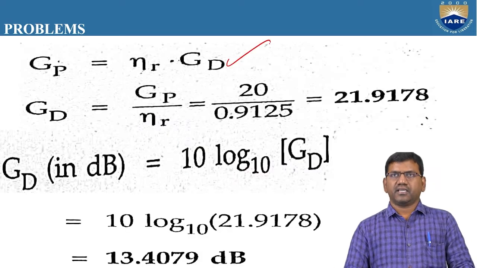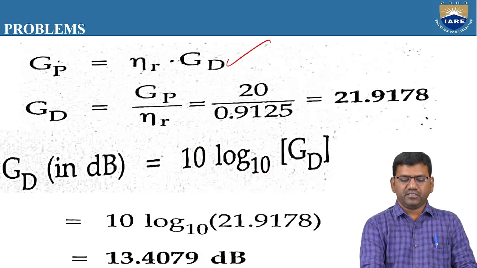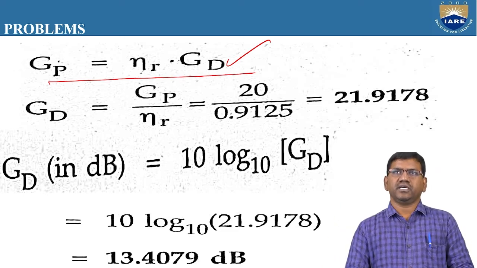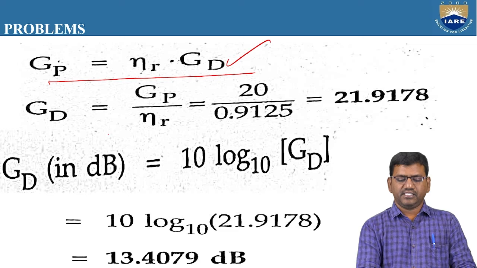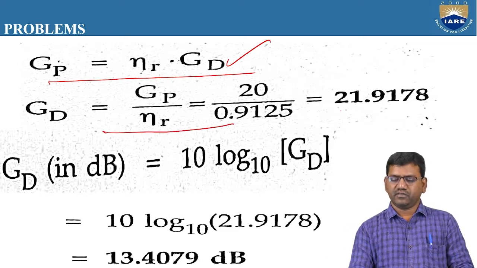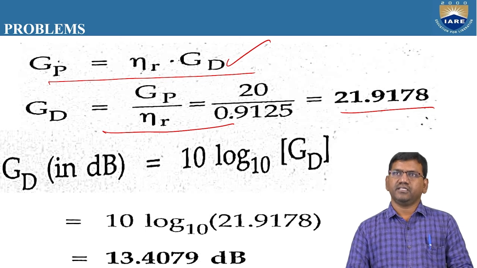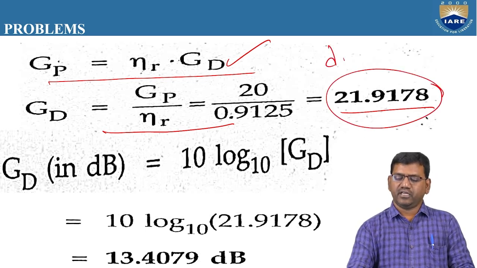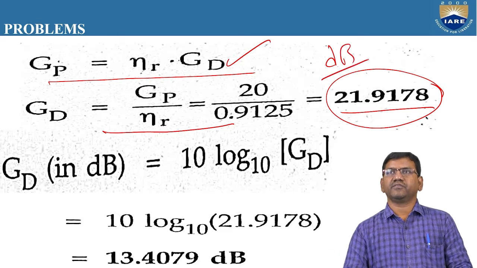And again, you need to calculate the directive gain. The directive gain and the power gain are related by the equation Gp is equal to eta r into Gd. And Gd is equal to Gp by eta r, equal to 20 by 0.9125, which is equal to 21.9178. This is the decimal value. So we need to convert this decimal value into a dB value to get the directive gain in terms of dB.